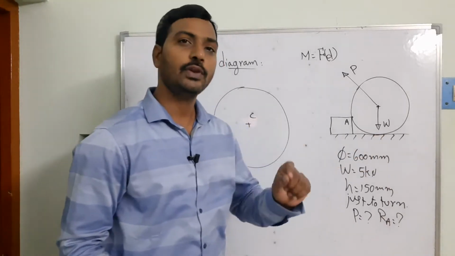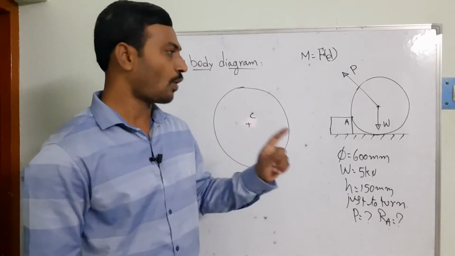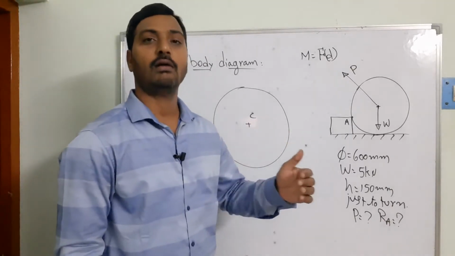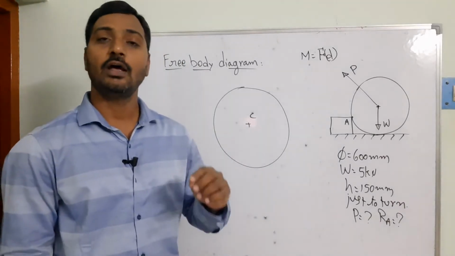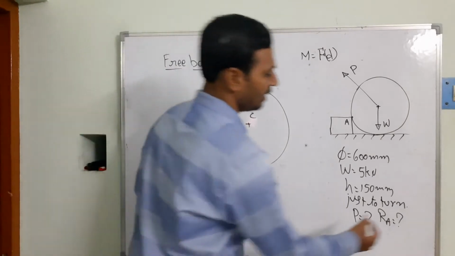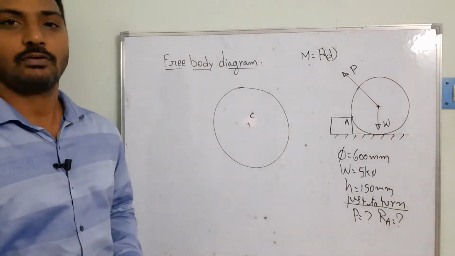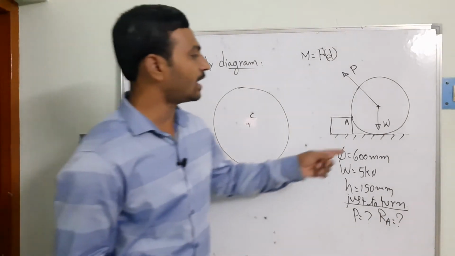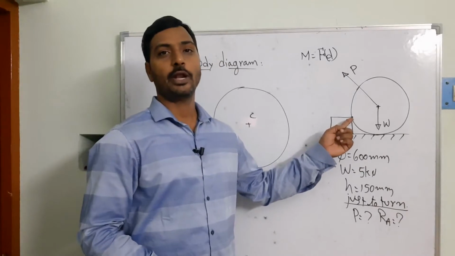While drawing the free body diagram, first we need to remove all the supports, such as walls, other bodies, hinges or supports, whatever they may be, and show them with reaction forces. But in this case, they have given a clue: just to turn. Just to turn means it is leaving contact with the horizontal plane and trying to mount at point A.